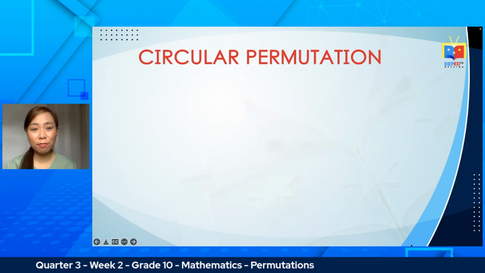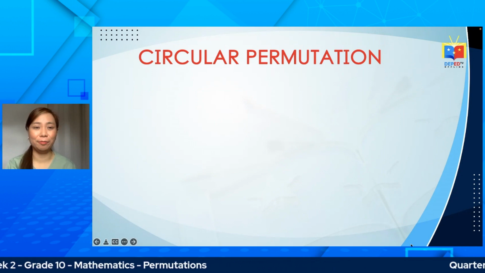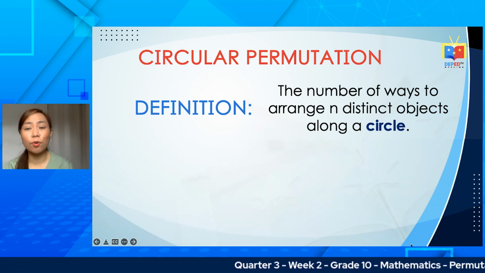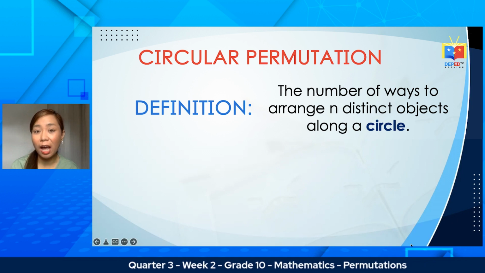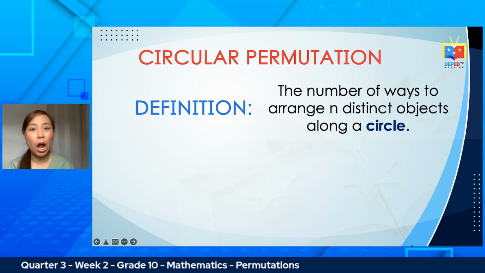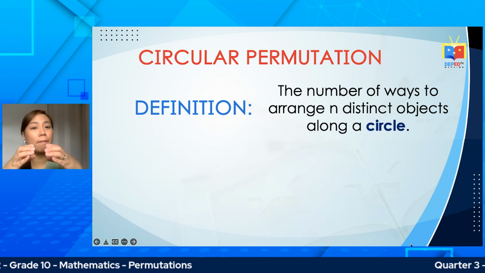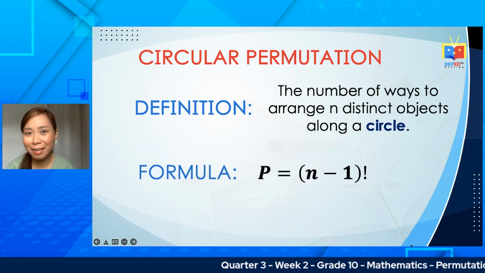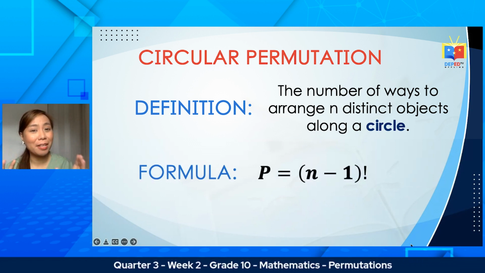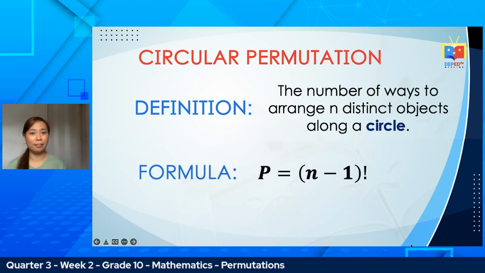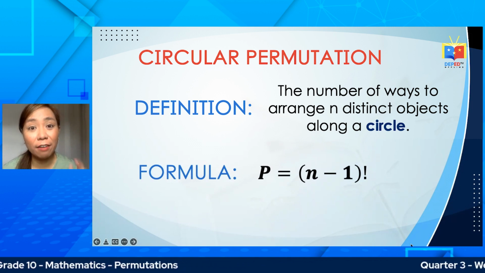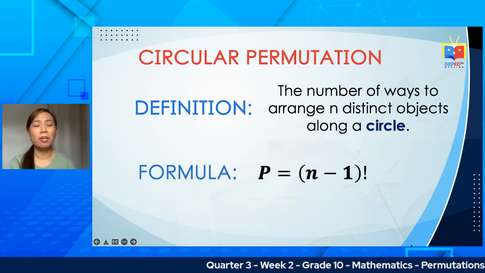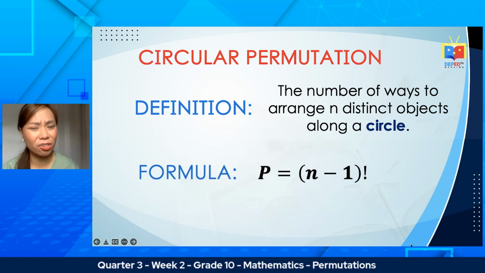Now, let's move on with the circular permutation. Circular permutation is the number of ways to arrange n distinct objects along a circle. Yes, our clue there is that we will be arranging them in a circular motion. And the formula to use here is simply P equals the quantity n minus 1 factorial. That's right. We will just have the value of our n and subtract it with 1 and get its factorial. So let's check why the formula is just like this.